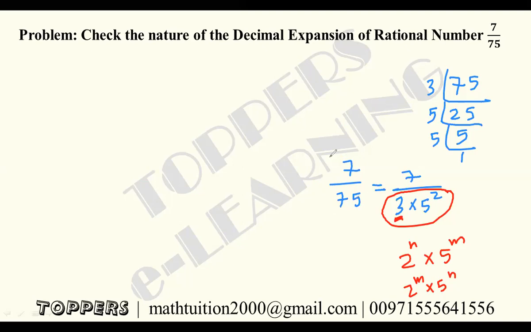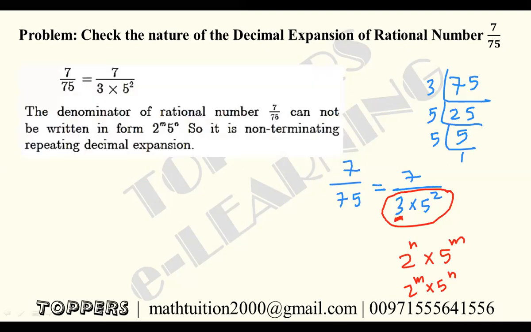So what is the nature of the decimal expansion? It is non-terminating, recurring, non-ending but repeating. Got it? Fine. So 7 by 75 we can write as 7 by 3 into 5 raised to 2. So the denominator of the rational number 7 by 75 cannot be written in the form of 2 raised to m into 5 raised to n. So it is non-terminating, repeating decimal expansion.